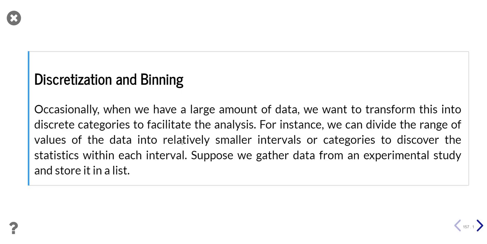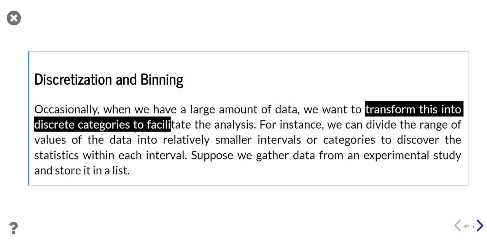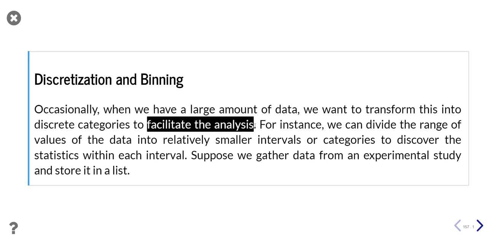So sometimes when we have a large data, what we want to do is transform this into discrete categories so that it can help with our analysis. For example, with a simple data of your grades, you can do the discretization and also the binning. So for example, 90 to 100 is A plus, 80 to 89 is A, and 75 to 79 is A minus.